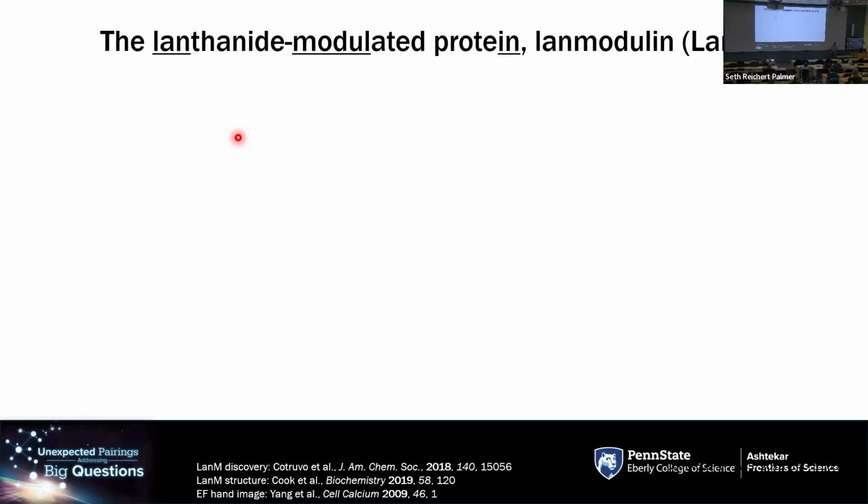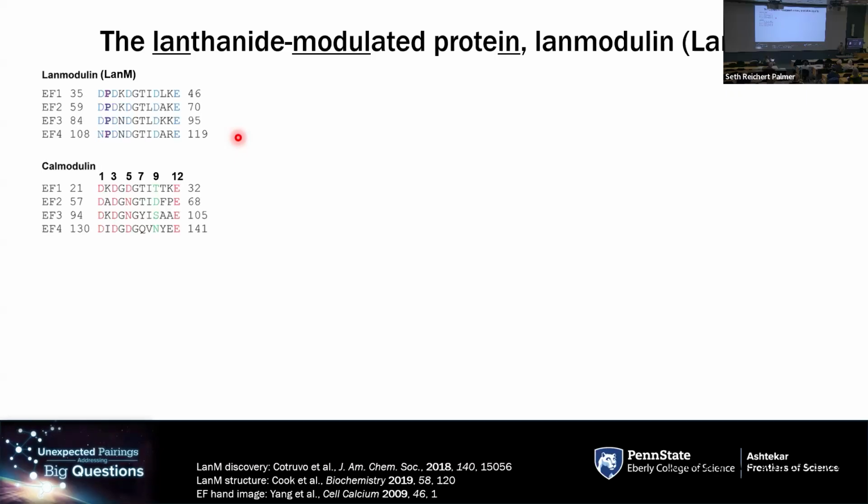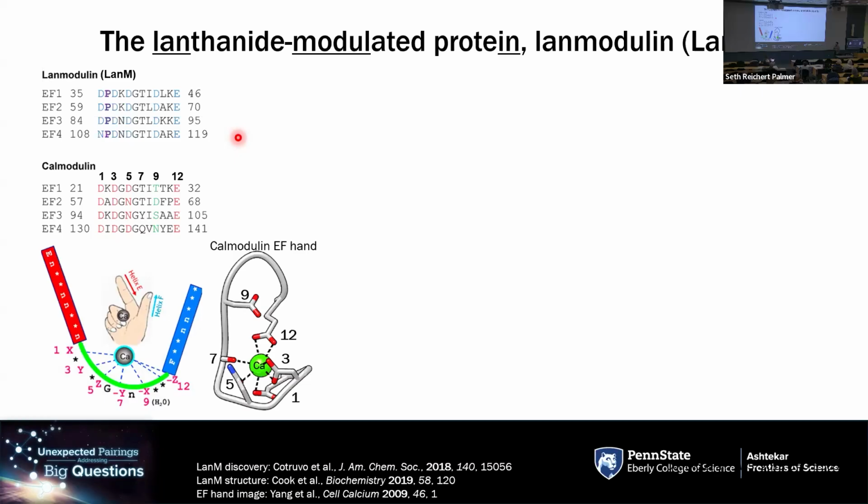And so we had some ideas, but there weren't really good starting points. And so we were growing some of these methylotrophic bacteria in a medium that contained lanthanides. And we isolated a protein that was in these bacteria under these conditions. And what we noticed from the amino acid sequence of this protein is that it had a lot of similarities to very well studied calcium binding proteins, such as calmodulin here. And what is shared by these proteins is a motif called an EF hand motif.